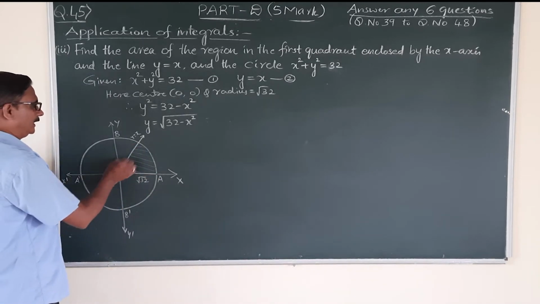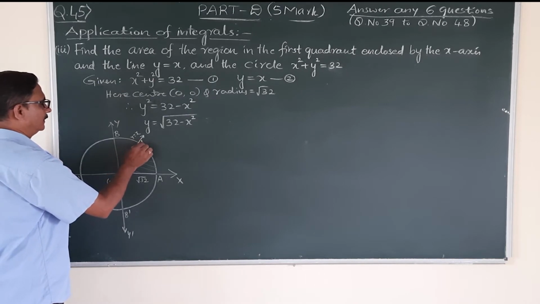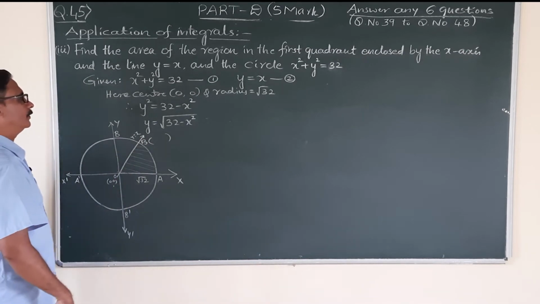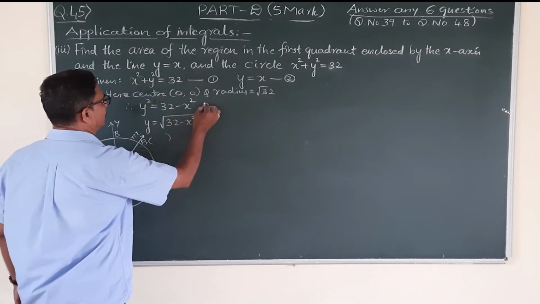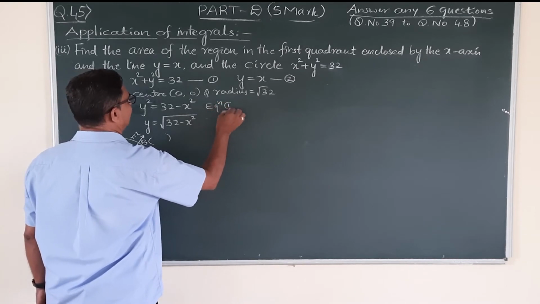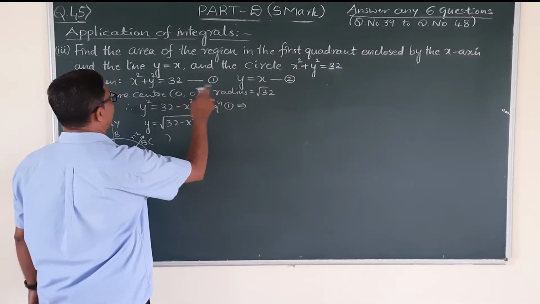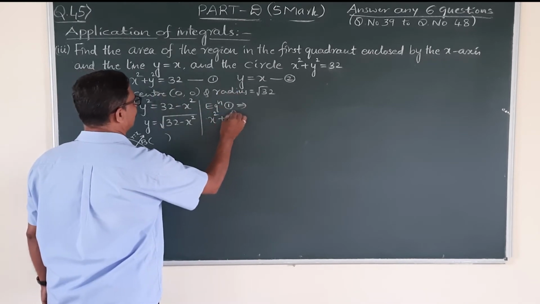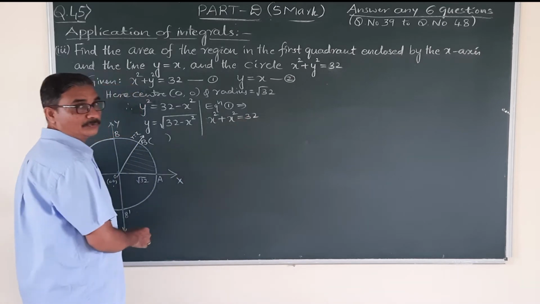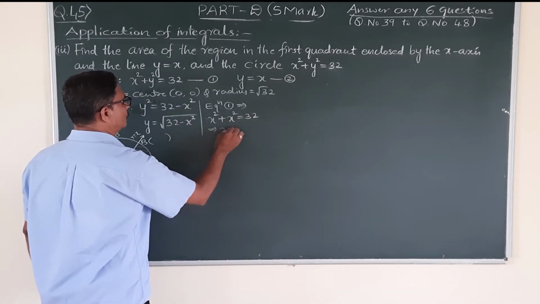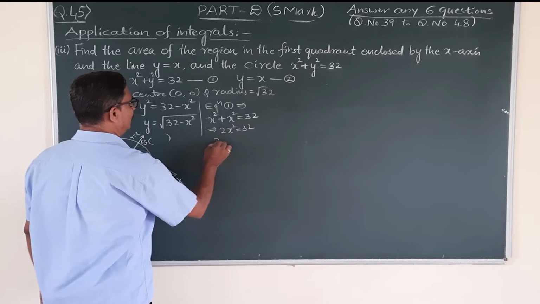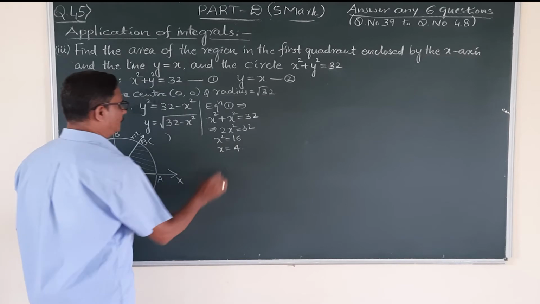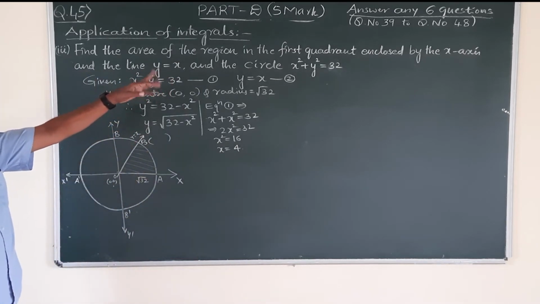Now here the line and the circle meet at point, say B. Now to find the coordinates of point B, how to calculate? Solving these two. Now here equation 1 gives x square plus y square, y is x, so x square plus x square is 2x square is equal to 32. X square is equal to, divide by 2, 16. X is equal to plus 4 because it lies in the region in first quadrant.